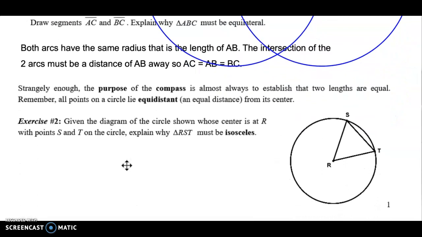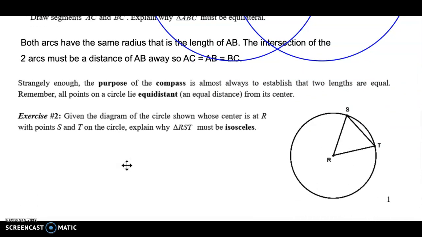Okay, if you need to pause the video, you certainly can. Strangely enough, the purpose of the compass is almost always to establish that the two lengths are equal. Remember, all points on a circle are equidistant from its center.